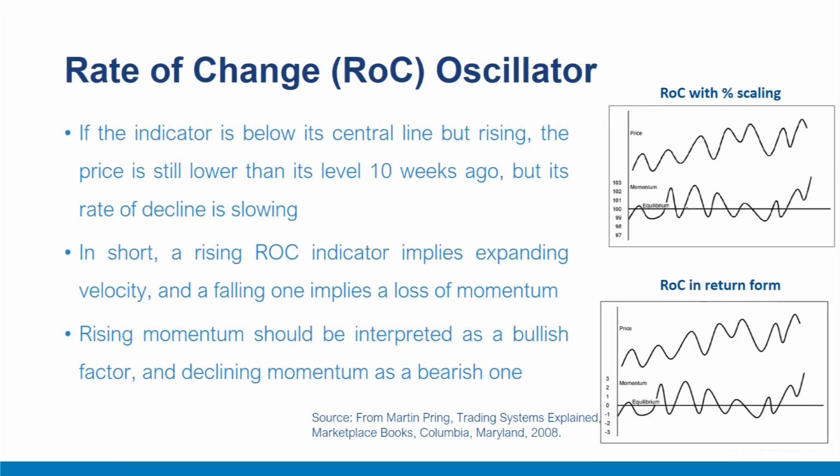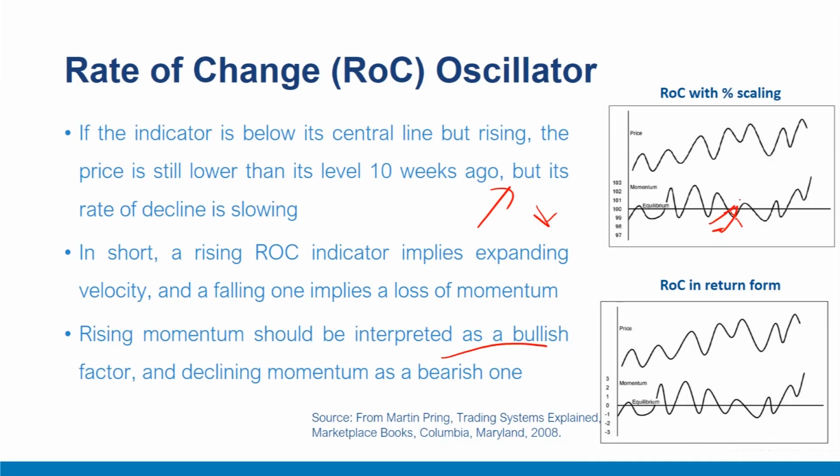Also, if the indicator is below its central line, the price is still lower than 10 weeks ago, but if the momentum indicator is rising, that means this gap is declining, or the rate of decline is slowing. In short, an ROC indicator implies expanding velocity. That means if ROC is rising, the velocity is increasing, like accelerating, and a falling ROC implies loss of momentum, sort of deceleration.